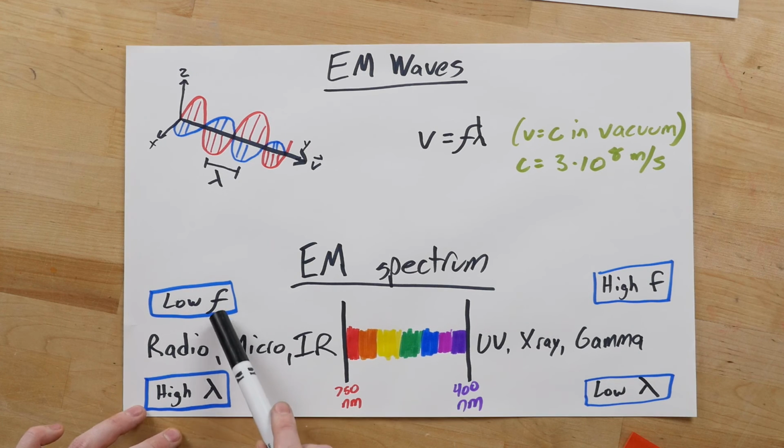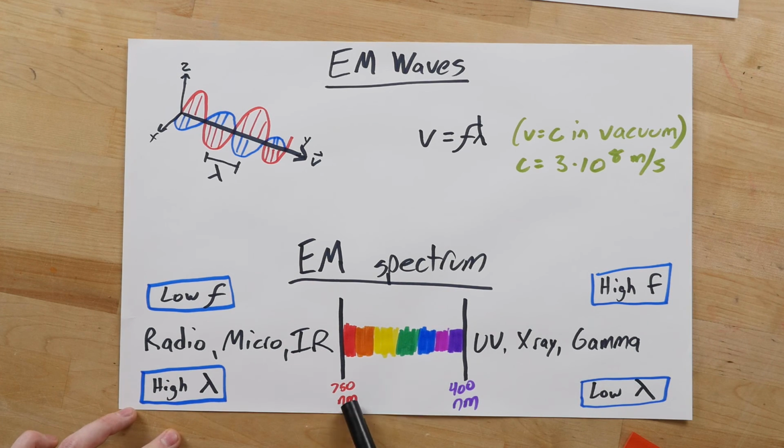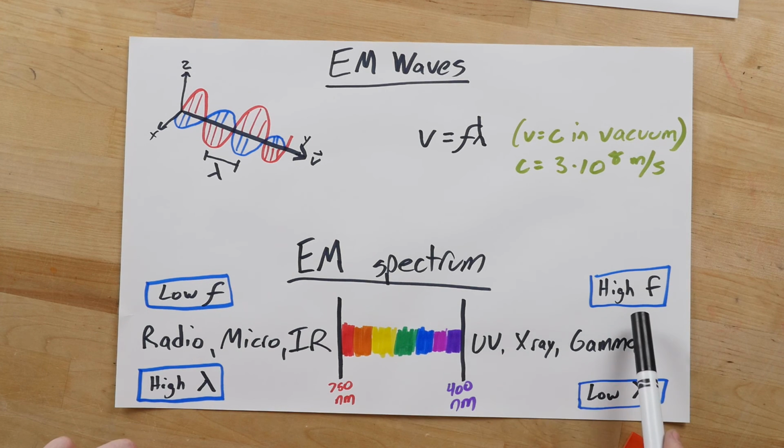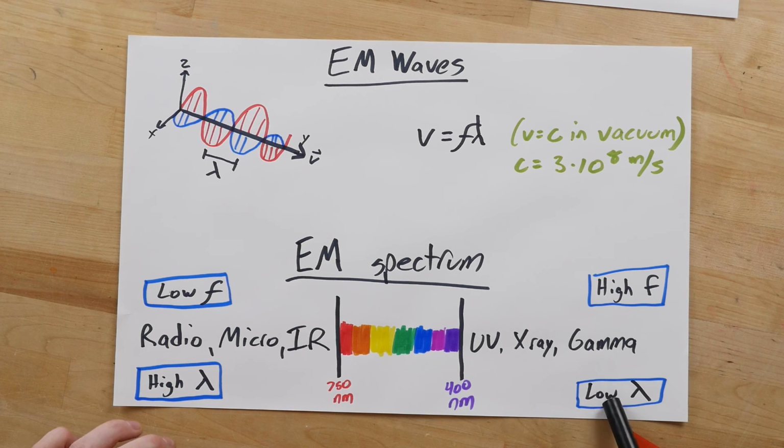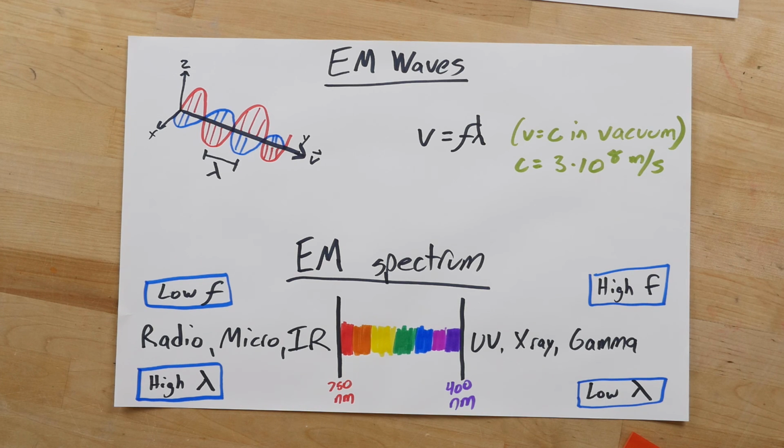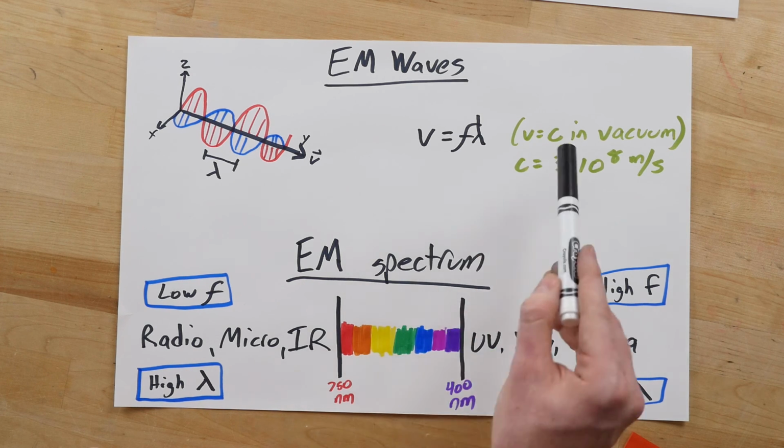Red, because it has low frequency and higher wavelength, corresponds to 750 nanometers. Violet is a little bit higher energy, a little bit higher frequency, and lower wavelength, and it corresponds to 400 nanometers. We can characterize any wavelength or frequency as long as we know the speed of the object, which is usually c.